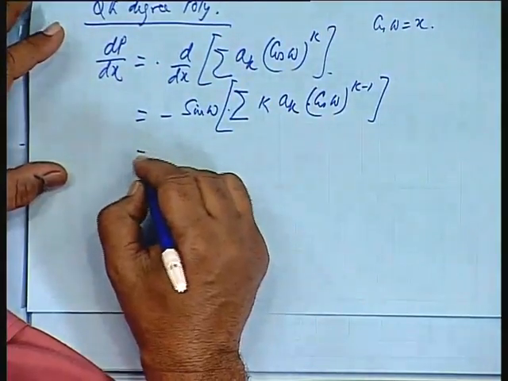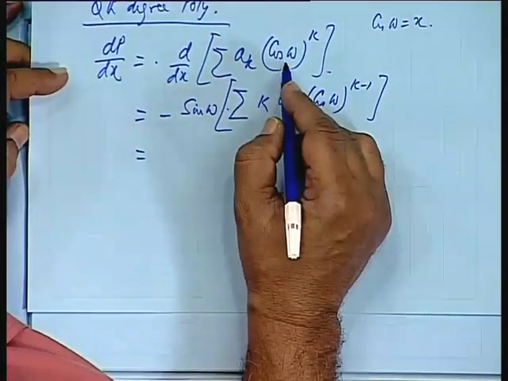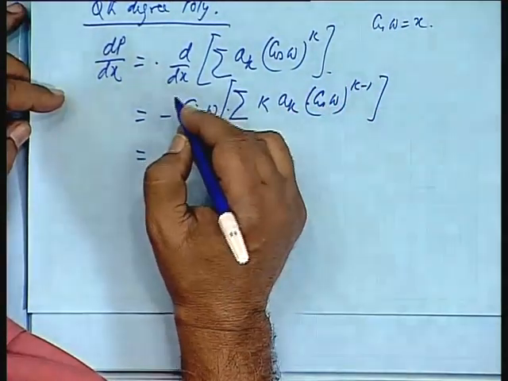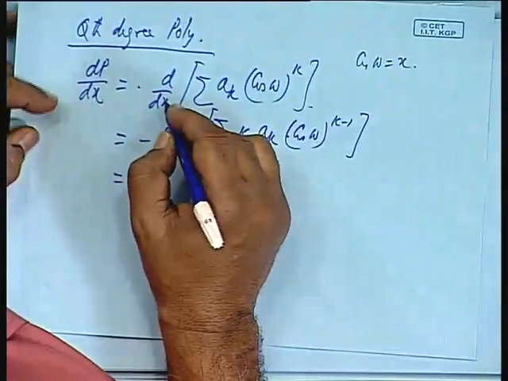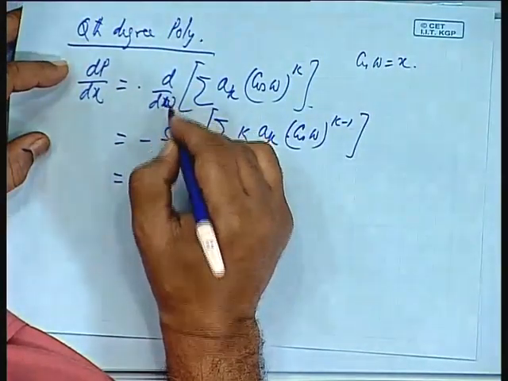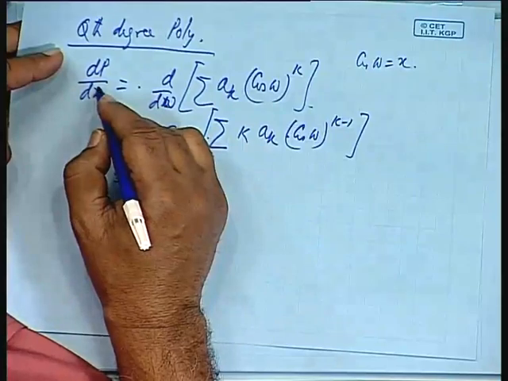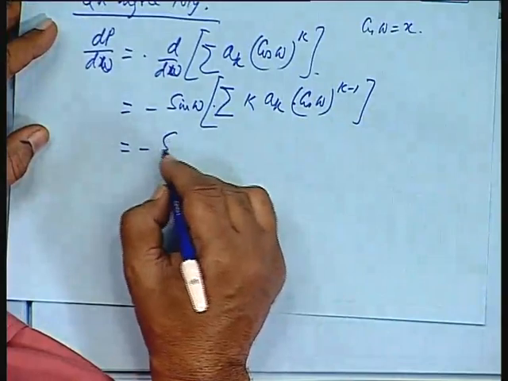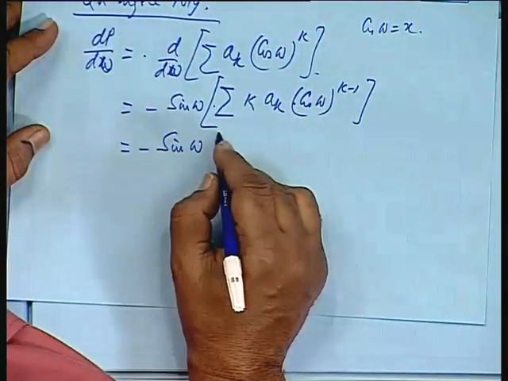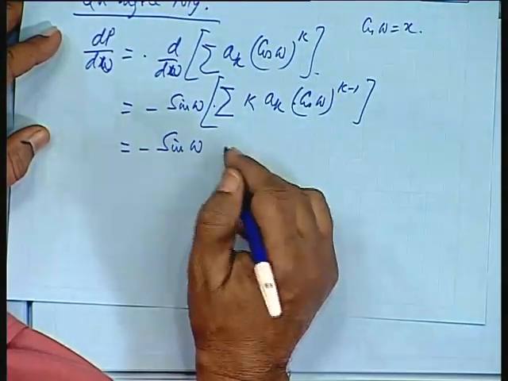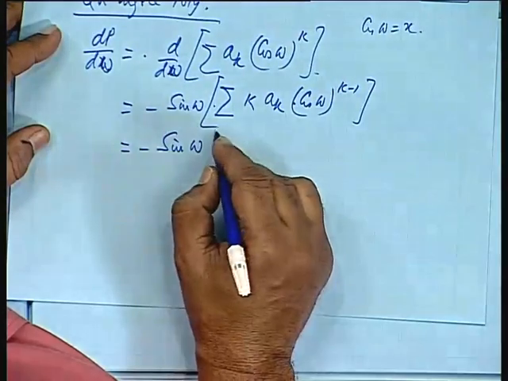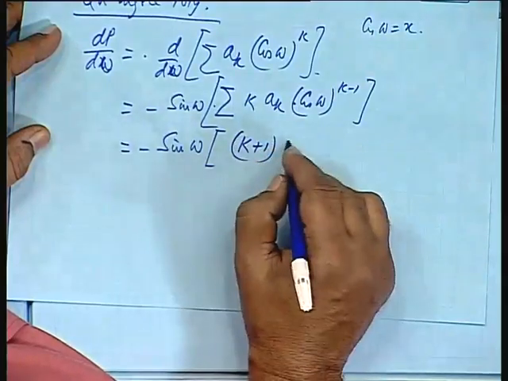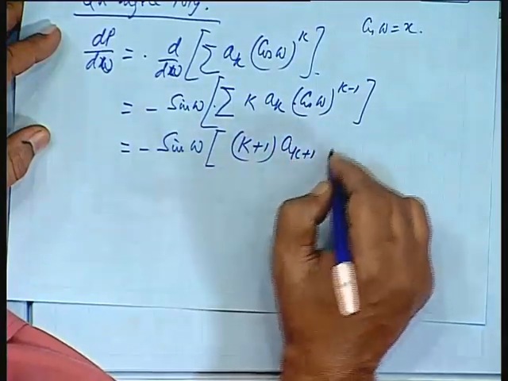Pardon? If I differentiate with respect to x, it will not be there. If I differentiate with respect to omega, it will be there. Yes. If I have dp by d omega, it will be minus sin omega. Check whether you get this kind of a relation.